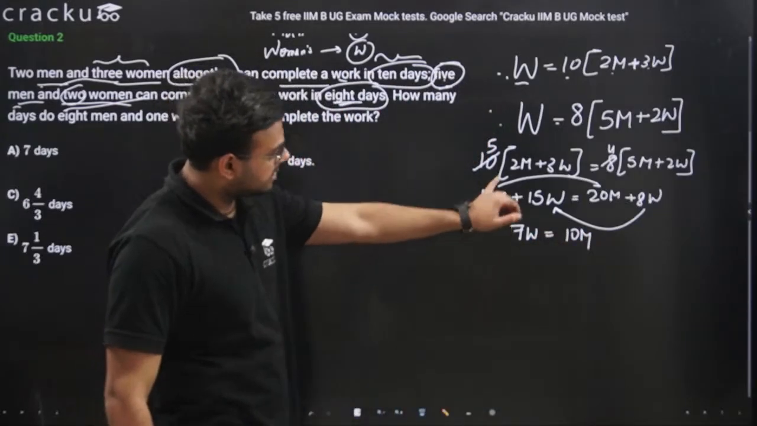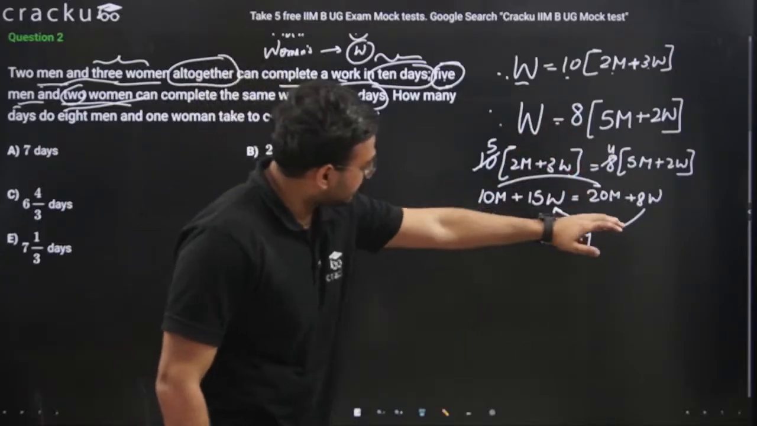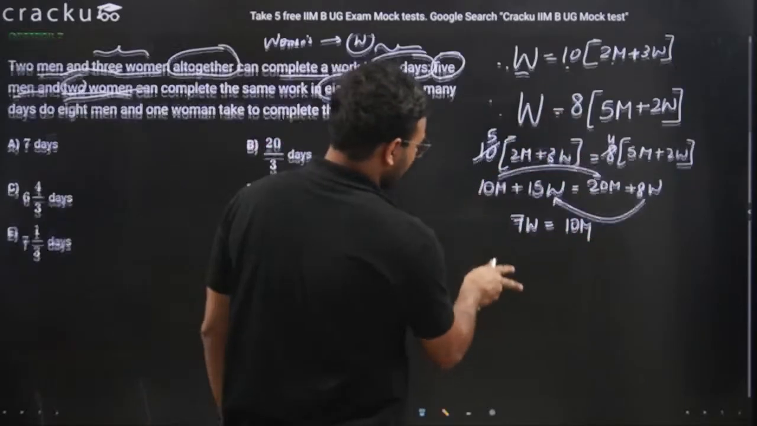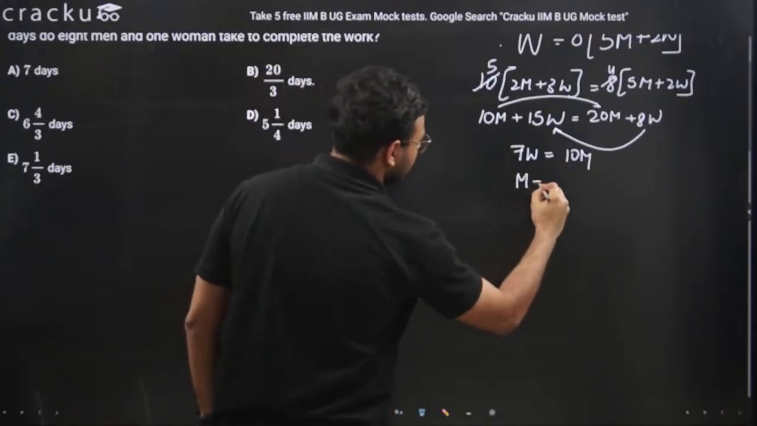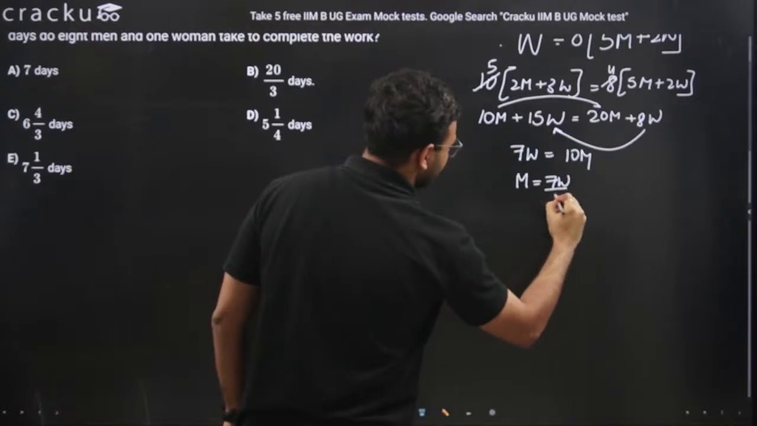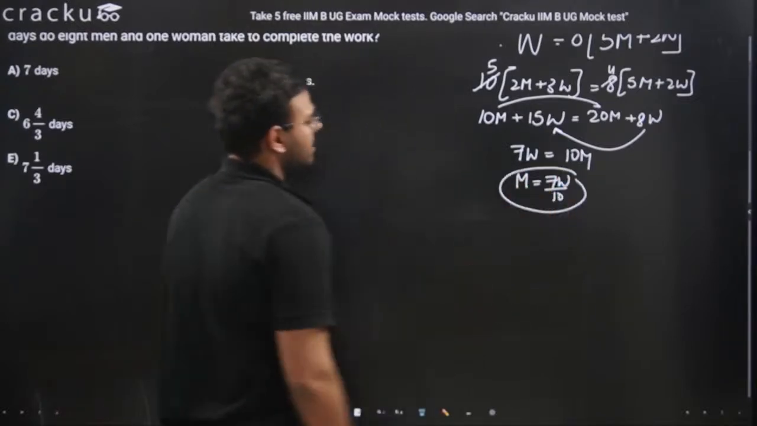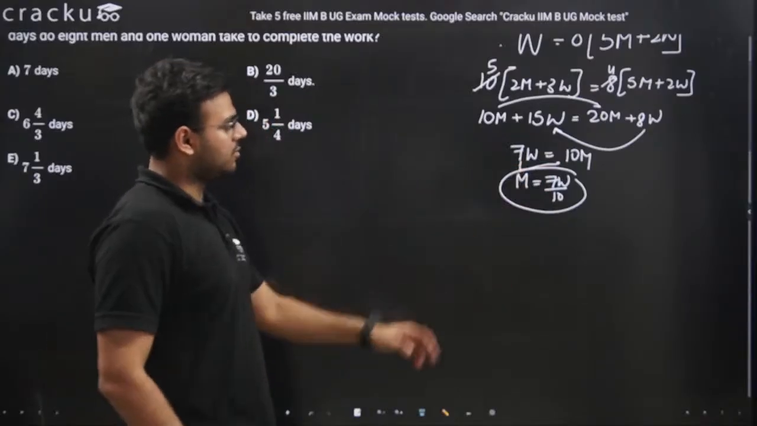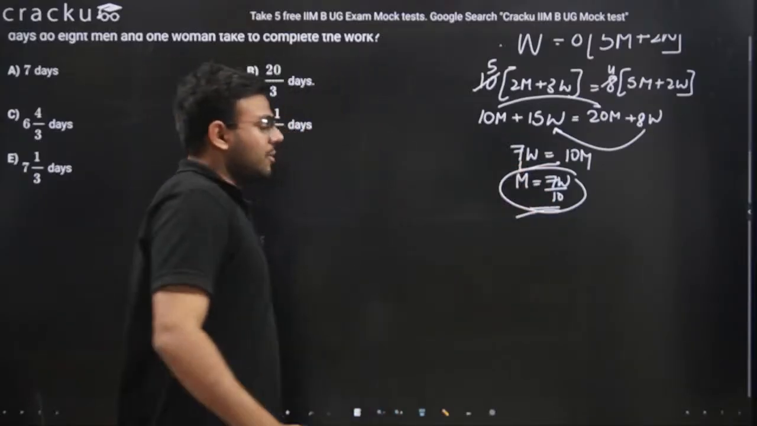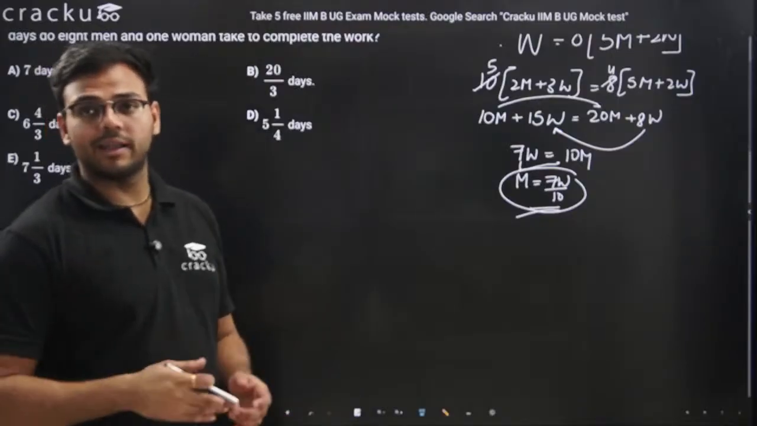7w is equal to 10m. This 10m goes to the right-hand side and this 8w comes to the left-hand side. So we can write 7w is equal to 10m, or m is equal to 7w by 10. This 10 I can bring to the left-hand side in the denominator. So m is equal to 7w by 10. So a man's efficiency is 7 by 10th of a woman's.